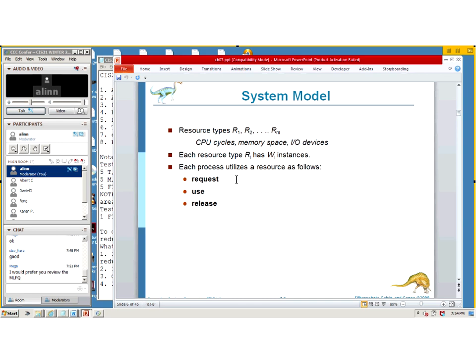Or you want to request a printer. You're usually requesting serial reusable devices like printers, tape drives, disk drives, memory, things that you can use for a short period of time and give up, and then someone else can use that. That's called a serial reusable resource.